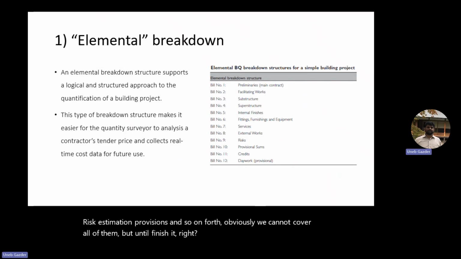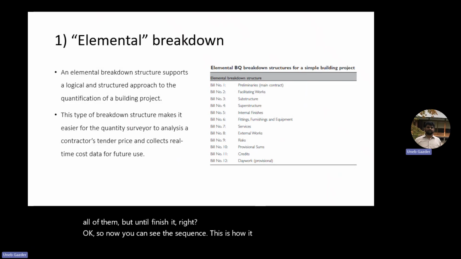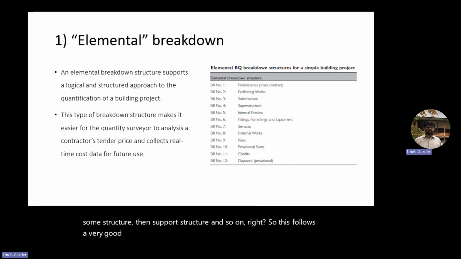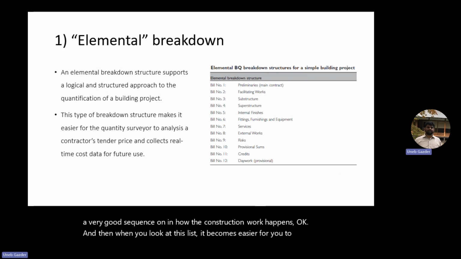Now you can see the sequence. This is how construction happens. You sign the contract, you prepare the site, then you do substructure, then superstructure, right? So this follows a very good sequence of how the construction work happens. And when you look at this list, it becomes easier for you to prepare the costing and so on.